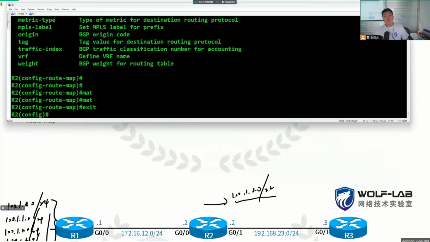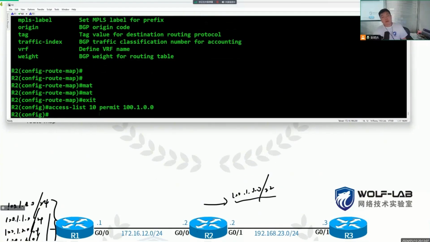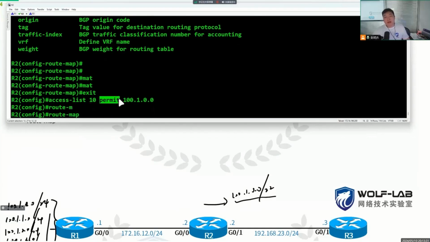Then we use this standard access control list to match routes. Students, an access control list matches routing entries, to filter routing entries, right? We match up to 100.1.0.0, this routing entry, permit, right, let it pass. So in our route map, at this time our access control list, this permit is for matching. We match up to 100.1.0.0, this routing entry. Just now, the route map called LM, we number it 10 inside. Permit, let it pass, inside 10.